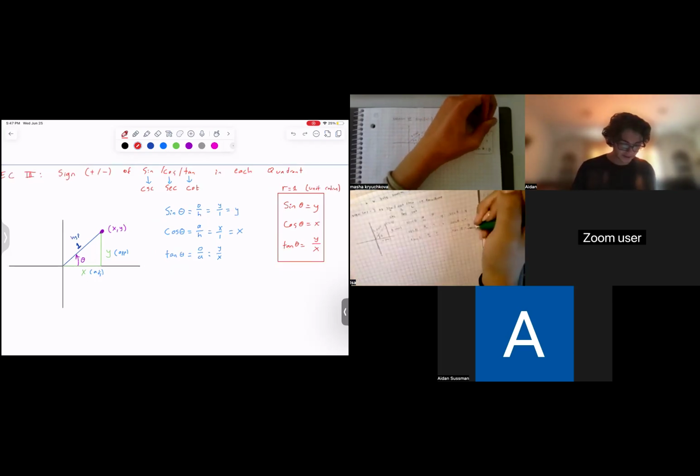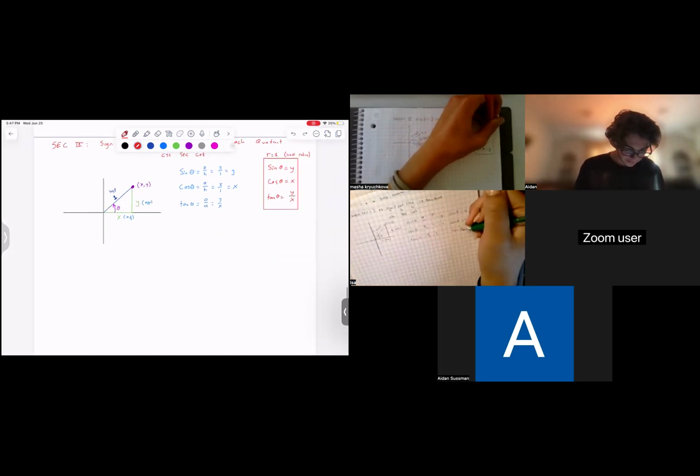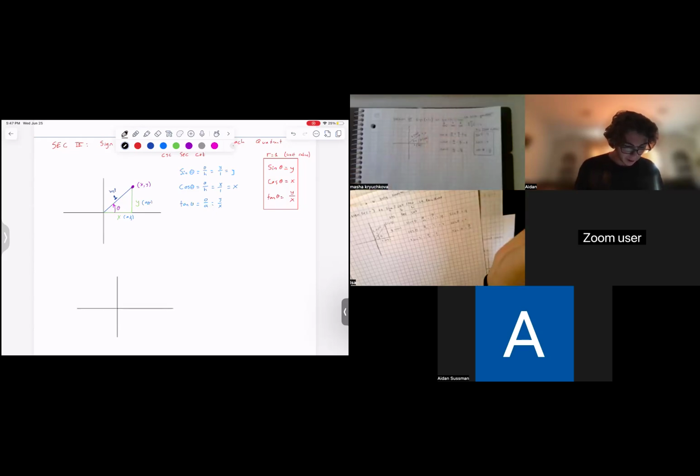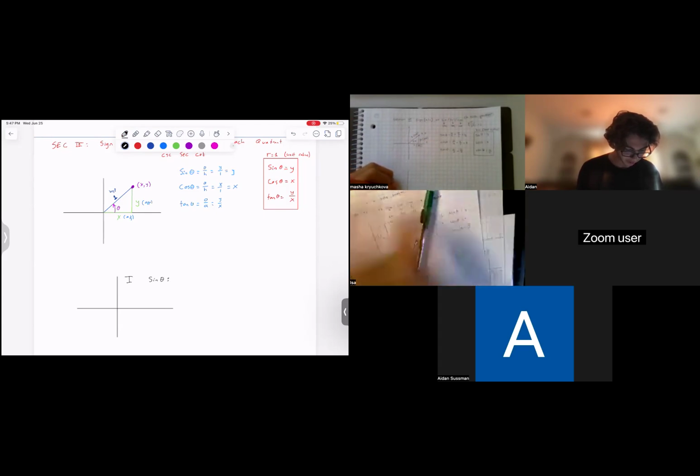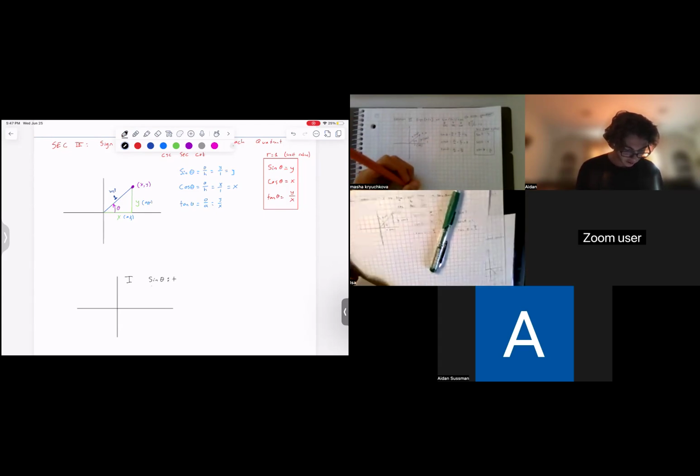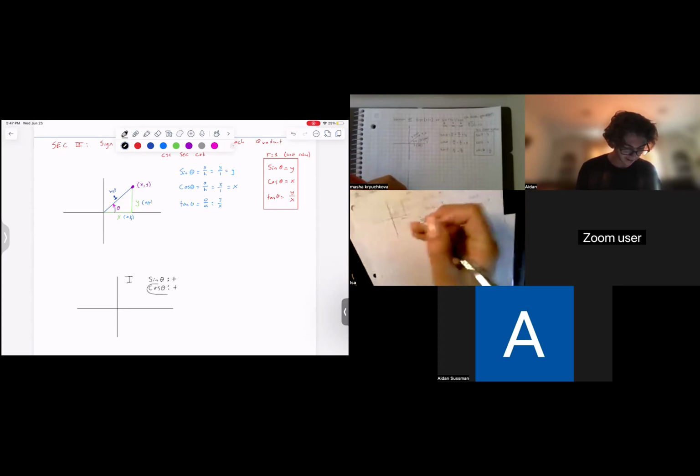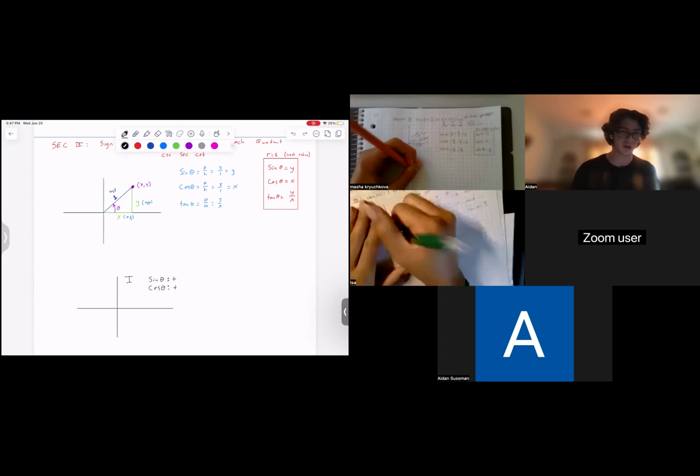And let's quickly take a look here. That's what happens in quadrant 1. But what happens if we were in other quadrants? Well, in quadrant 1, we know that x is positive, so sine of theta must also be positive. Cosine of theta must also be positive since x and y are positive in quadrant 1.